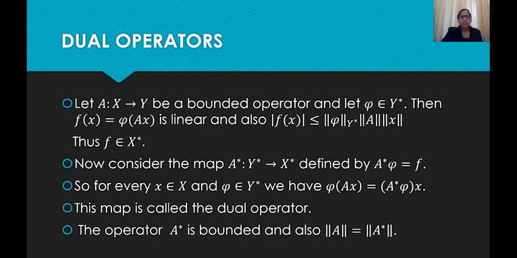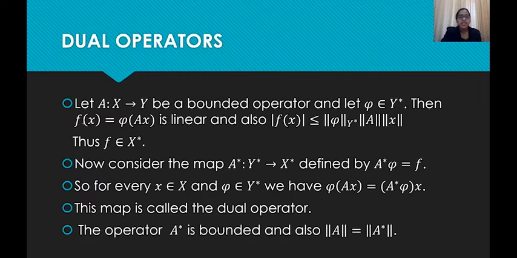If we define F of x is equal to phi of A of x, clearly A is a function from X to Y, so A of x is an element of Y. So phi acting on some element of Y, this is a pretty much clear definition, right? Because phi is an element of Y star. So phi is a bounded linear operator on Y, and phi of A x will be well defined because A x is an element of Y.